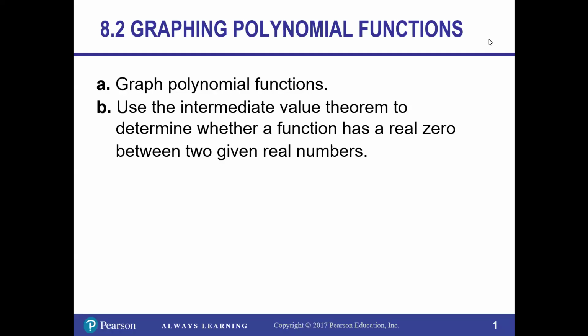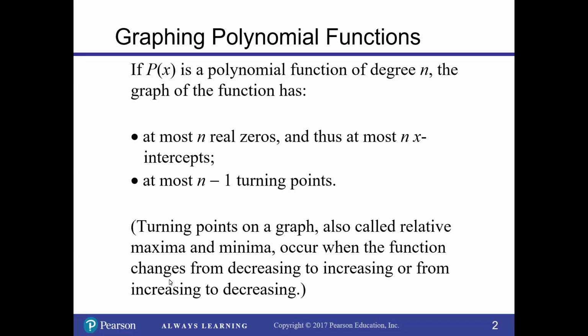Okay, so we're going to continue more with graphing. So we'll have an alternate way to do some graphing here. If p of x is a polynomial function of degree n, the graph of the function has at most n real zeros, thus at most n x-intercepts. So this is the most I can have. If I have a polynomial that's degree 5, then at most I can have 5 real zeros.